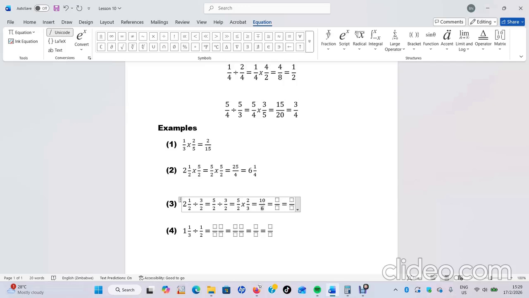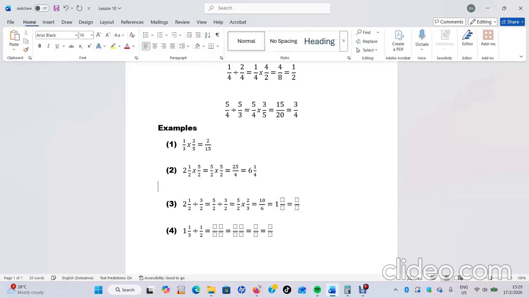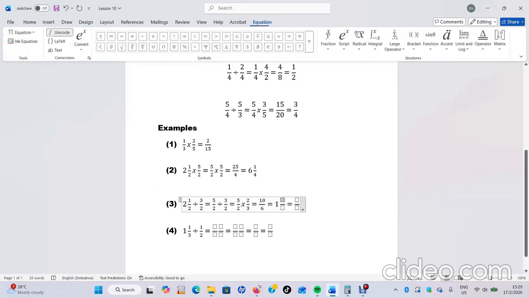Then this is an improper fraction. Let's convert it into a mixed number. 6 into 10, it's 1, remainder 4. So we'll write our whole number as 1, and then the 4, the remainder, becomes the numerator, divided by 6. But still, 4/6 is not in its simplest form. Our answer must be in its simplest form. Then we have 1 and 2/3. That's the answer. Then the last example, 1 and 1/3 divided by a half.